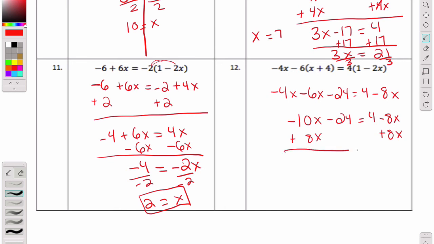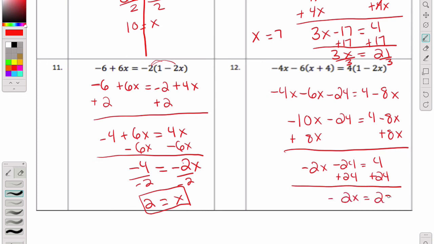Okay. We start off on a negative 10 on the number line, we're adding 8 to it, so we're getting less negative, so we end up with a negative 2x minus 24 equals 4. I'm going to add 24 to both sides to make 0, and then we end up with negative 2x equals 28. And then we're going to divide by a negative 2, and a positive divided by a negative is always a negative, so x equals negative 14.